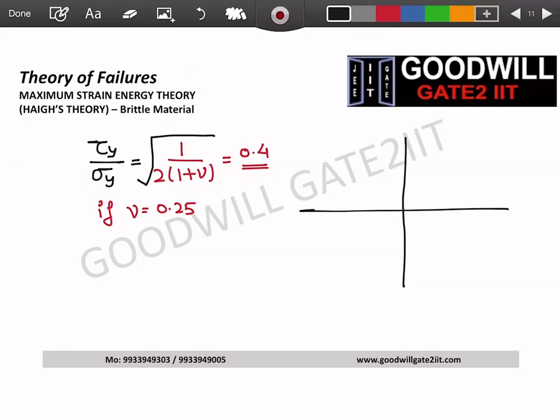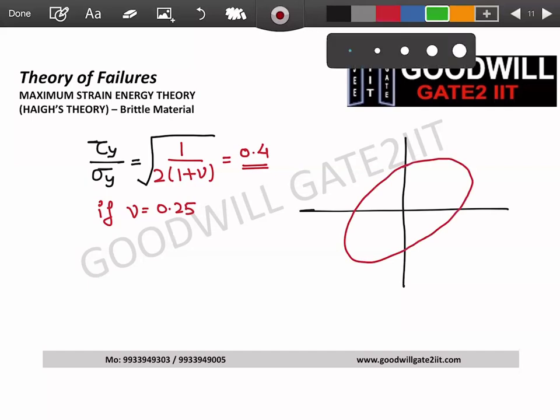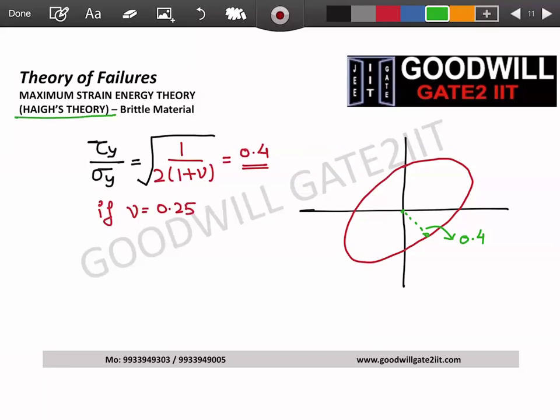So the graph will be very much similar to von Mises. It will be something like this. But now, from this center point, if you drop a perpendicular, this will be 0.4. So you can see, although you cannot compare von Mises with Haigh, because one is for brittle materials and one is for ductile, just to get a feel, this envelope is slightly smaller compared to von Mises, and this is what is known as Haigh's theory.